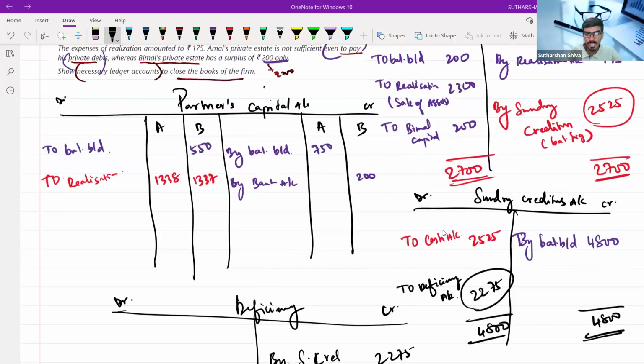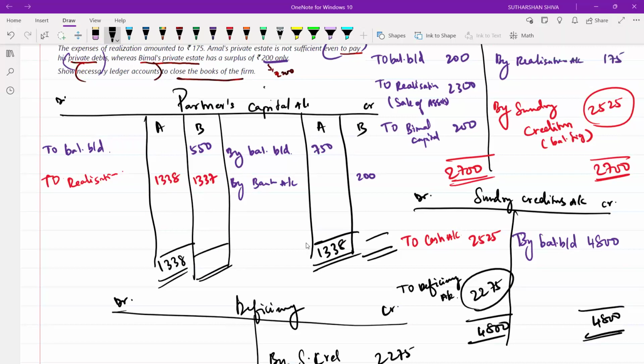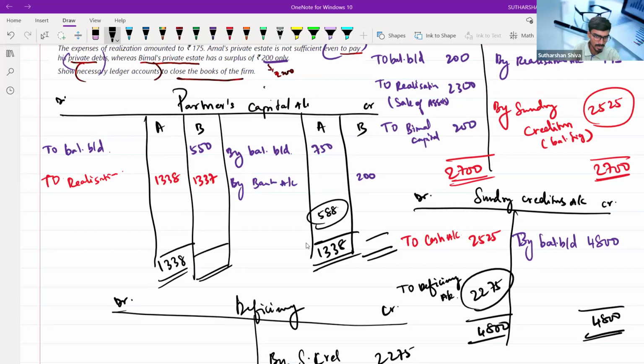Now close A's and B's accounts. Calculate the value. Here it is 1,338. Subtract 750 from this, it is 588. Then 1,337 plus 550 is 1,887. Subtract 200, and it will become 1,687.